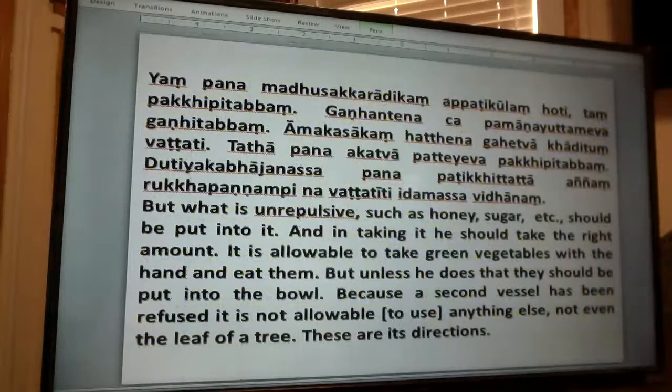Okay, and Madhu Sakaradika. Madhu is a sweet thing. Madhu Saka is the same, also sweet, a sweet thing made from sugar cane, something like that. So Madhu Sakadika, Apatikula Hoti. So in the rice gruel, if you want to put the sweet things together, it's not repulsive.